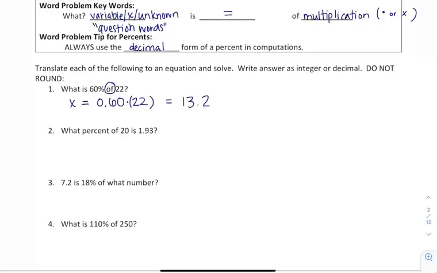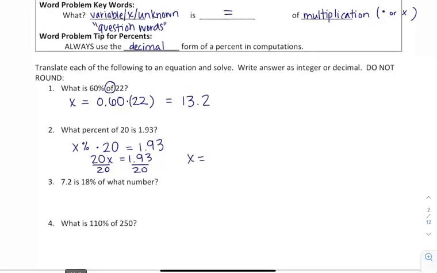Take a look at number 2. We want what percent? So we want x percent of 20. So make that of, that multiply by 20 is 1.93. So if we want to solve this one, we want to make this a little algebra problem, so we can make this 20x equals 1.93. And to solve for x, we need to divide by that 20 on both sides. And that gives us that x equals 1.93 divided by 20.